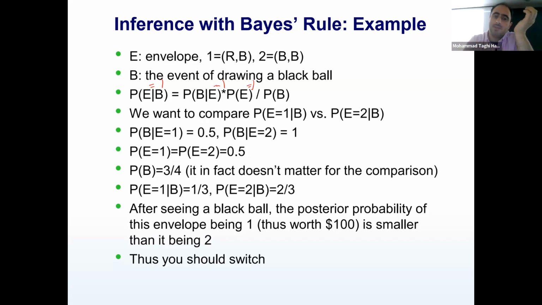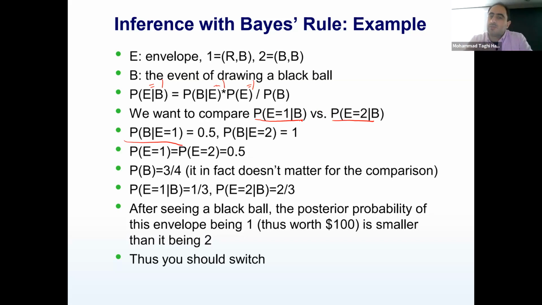So what's the meaning of that? We want to compute the probability of E equal to 1 conditioned on B. B is the event of drawing a black ball, which happened. Versus the probability of E equal to 2 conditioned on B, meaning that we drew a black ball. And of course, this envelope that we have is essentially 1 or 2. So we want to compute both of them.